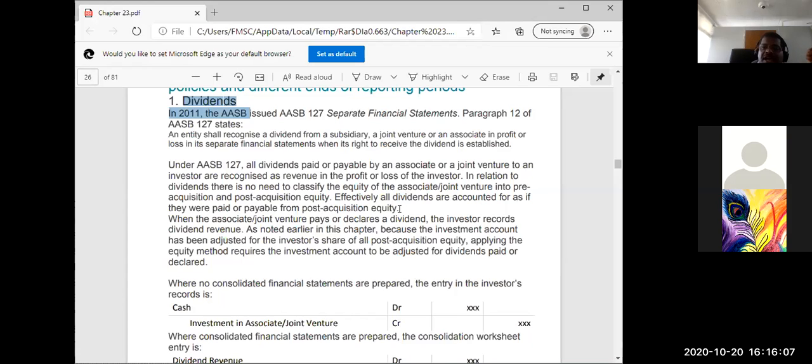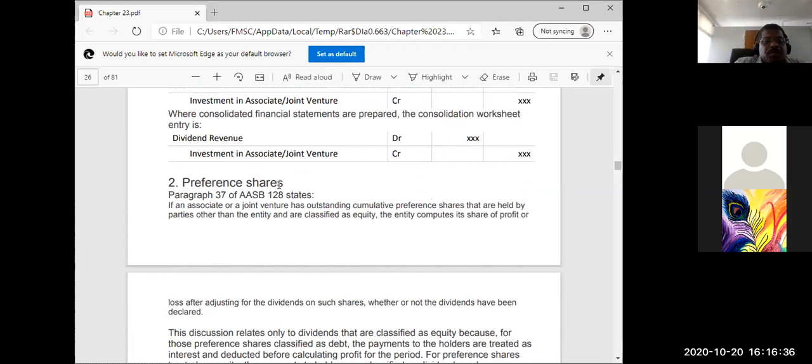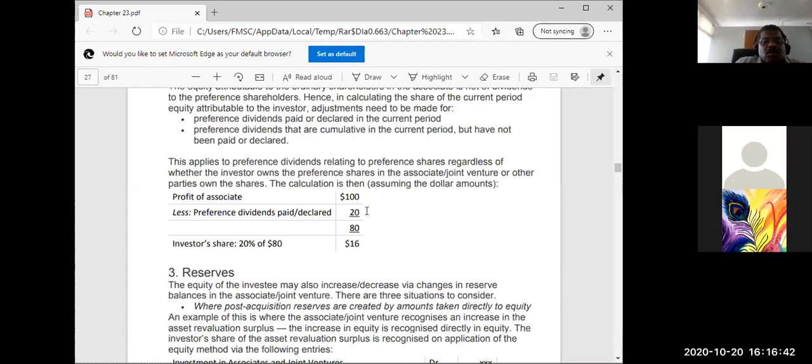You know the meaning of post-acquisition equity. When the associate and joint venture declares a dividend, the investor records dividend revenue. As noted earlier in this chapter, because the investment account has been adjusted for the investor's share of post-acquisition equity, applying the equity method requires the investment account to be adjusted for dividends paid or declared. So that is that. Now, when you have preference shares, in the share of profit calculation after payments of dividend, you have to remember to deduct the dividend for the preference shares. That's the idea.